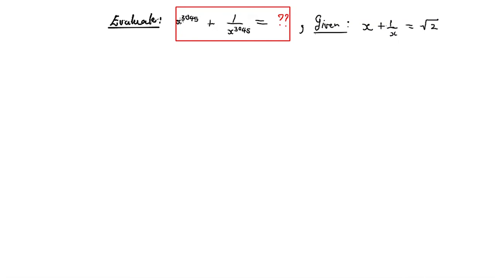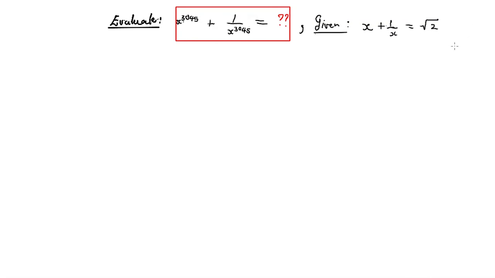Thanks for watching. In this video, we seek to evaluate the given expression x raised to 3045 plus 1 over x raised to exponent 3045, where we are given the equation x plus 1 over x equal to the square root of 2. As you can see, on the left hand side we have a binomial, and on the right hand side we have a radical, a 2 under a square root.